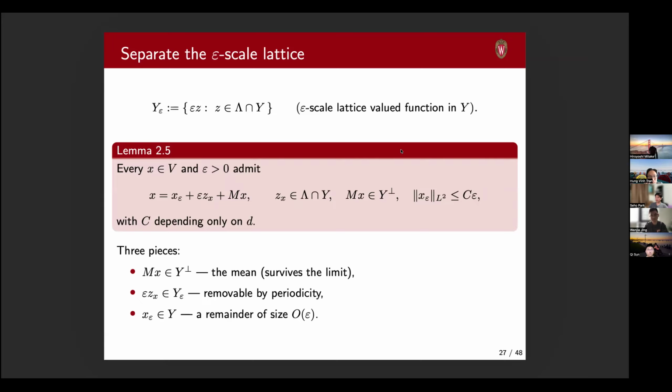So as I talked about before, every x in V can be decomposed into the mean m of x, the epsilon scaled step function epsilon times z of x, the Y epsilon part, and then the small remainder x of epsilon. Okay, so the mean part will survive after the limit, and I will talk about how to remove the Y epsilon part due to the symmetry, and the small remainder will be absorbed into the O of epsilon error at the limit, in the convergence.